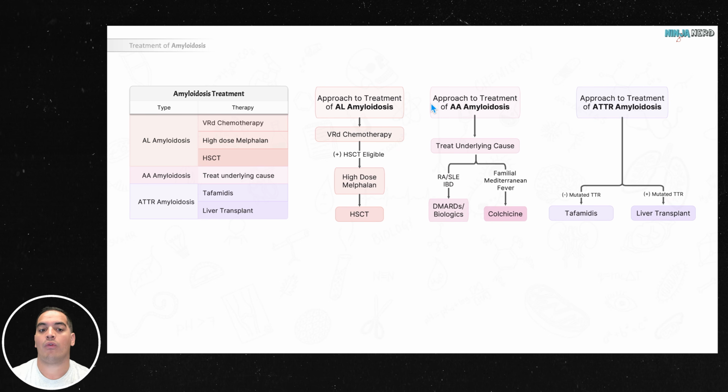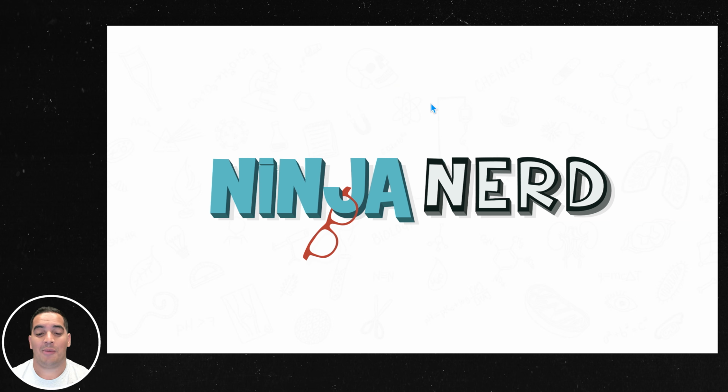This kind of gives us an overall look at how we treat amyloidosis. If it's AL, the plasma cell disorders, chemo, very high dose conditioning chemo, and then stem cell transplant. AA, underlying disease needs to be treated. If it's the RA, SLE, inflammatory bowel disease, it is usually DMARDs, biologics, steroids. If it's familial Mediterranean fever, colchicine. ATTR, which has cardiac amyloidosis as the most common presentation, usually the polyneuropathies in the familial type. It's tafamidis if it's the non-mutated or the senile form, and it's a liver transplant for those who have the familial form.